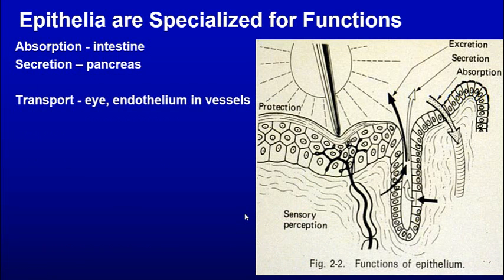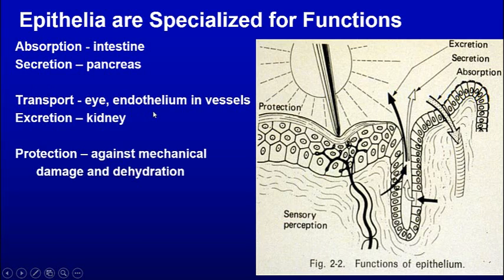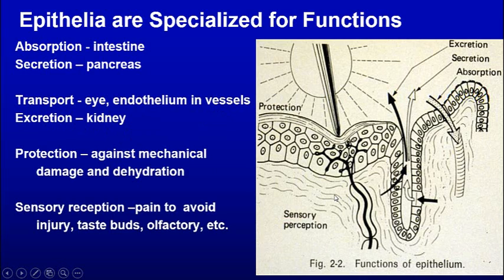So epithelium has specialization for functions. Absorption: tall columnar cells, with amplified surface area from a brush border. Secretion: for the pancreas, pancreatic acinar cells, pyramid cells with lots of rough endoplasmic reticulum for making proteins. Transport: in the eye, and in the endothelial cells of the blood vessels. In the kidney, excretion. And protection: that stratified squamous epithelium is right there, and also there are nerve endings in there that make it painful. Ever scratch your cornea, you will know the pain.